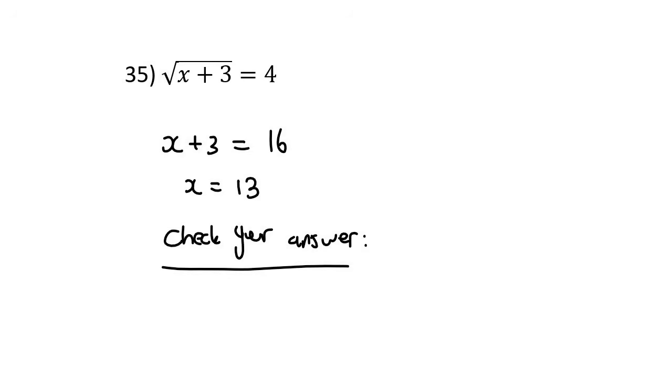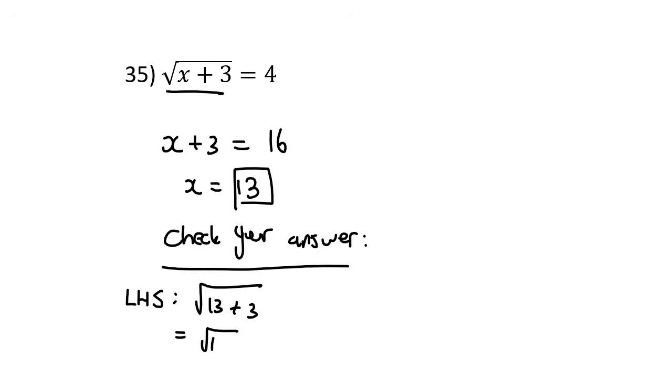You take the answer and you plug it into the equation wherever you see x. So let's just quickly say left hand side is going to be the square root of 13 plus 3. Now that's equal to the square root of 16, which is 4. And the right hand side, well, that's just a 4. So is the left hand side the same as the right hand side? Yes. So this answer works.